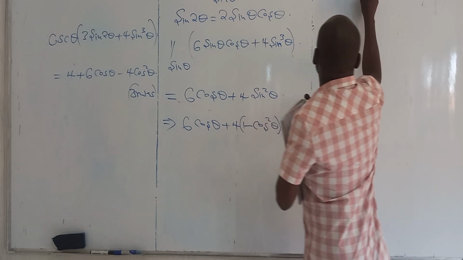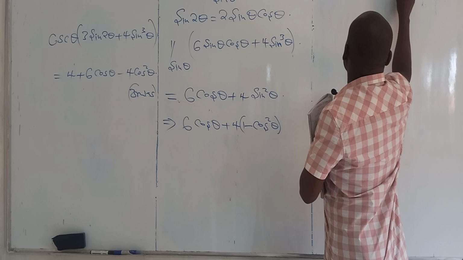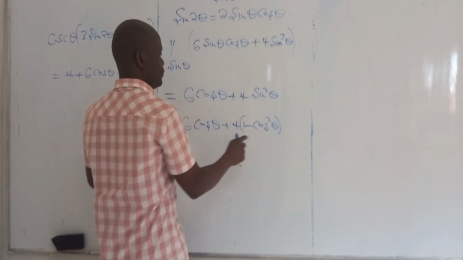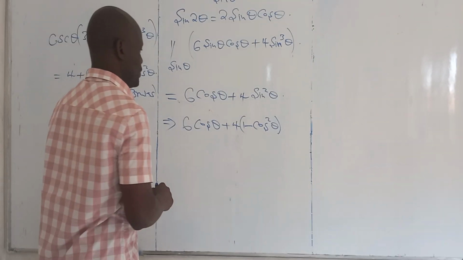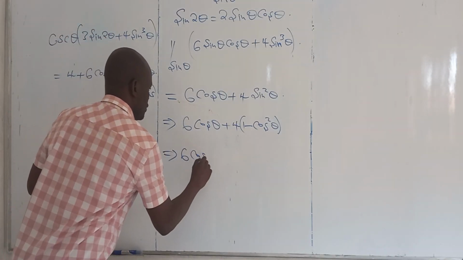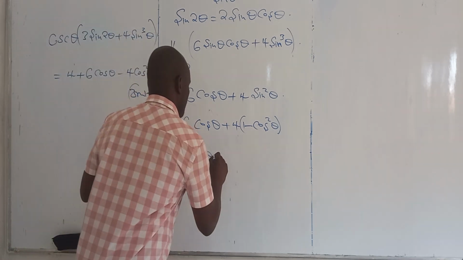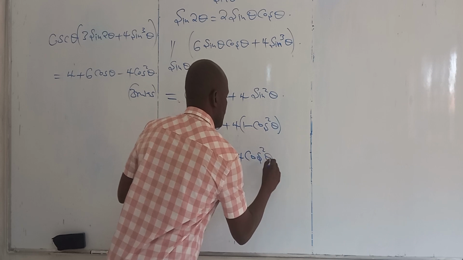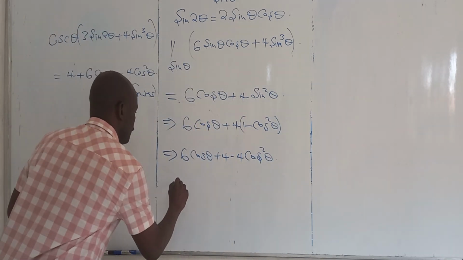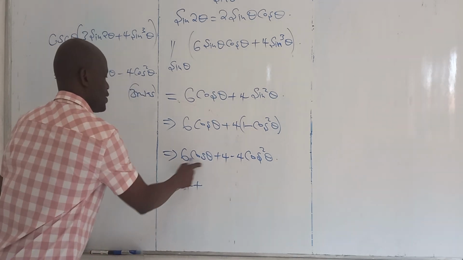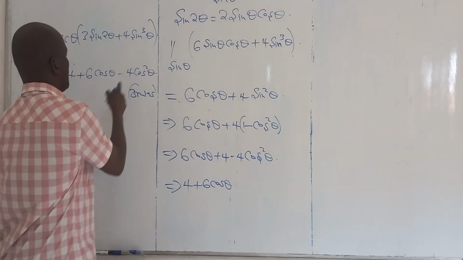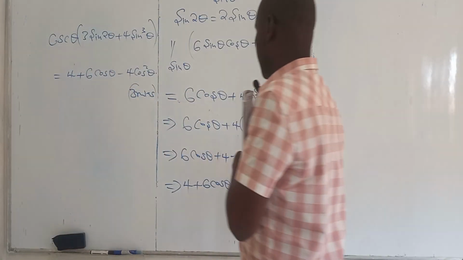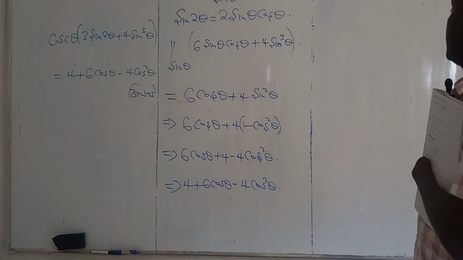Since sin squared of theta plus cos squared of theta is equal to 1, that's an identity. So here we say that where sin squared is, we write this. Then open up the bracket and we see that that should give us 6 cos theta plus 4 minus 4 cos squared of theta. So in this form we have 4 plus 6 cos theta minus 4 cos squared theta. And that's the answer. That's what you're expected to do.